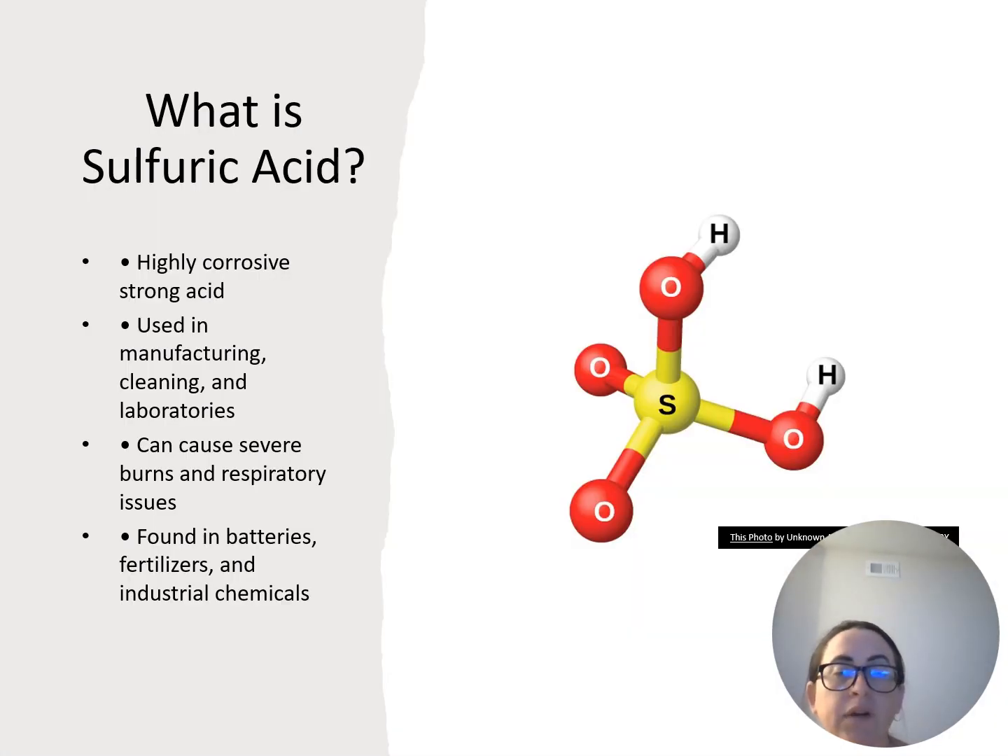Okay, so what is sulfuric acid? It's a highly corrosive, strong acid that's used in manufacturing, cleaning, and laboratories. It can cause severe burns and respiratory issues. It's found in batteries, fertilizers, and industrial chemicals.